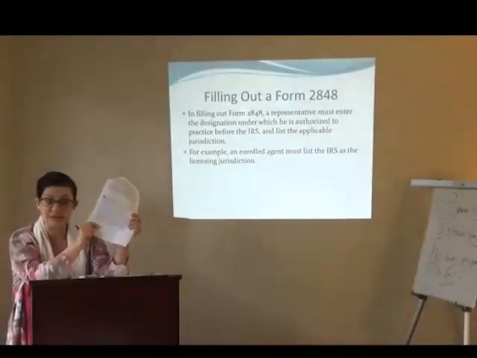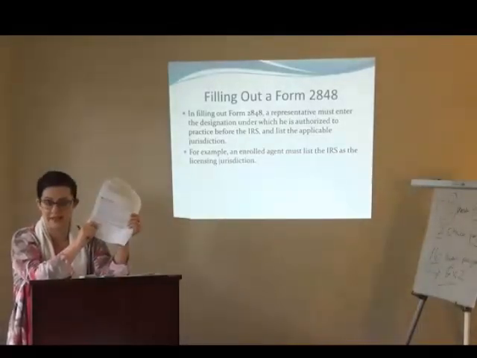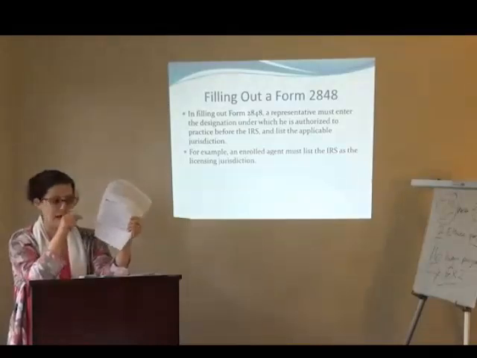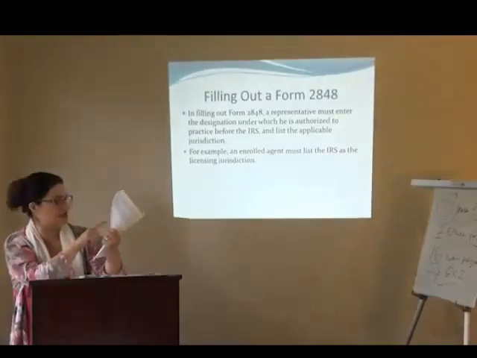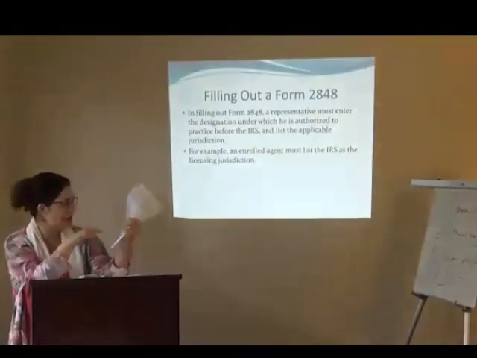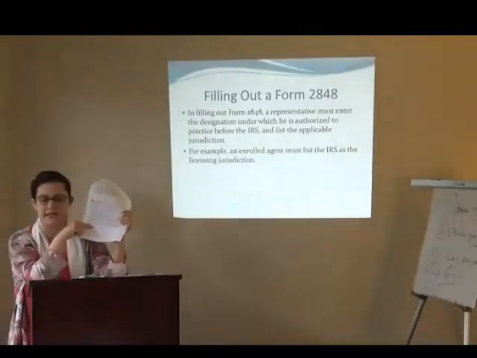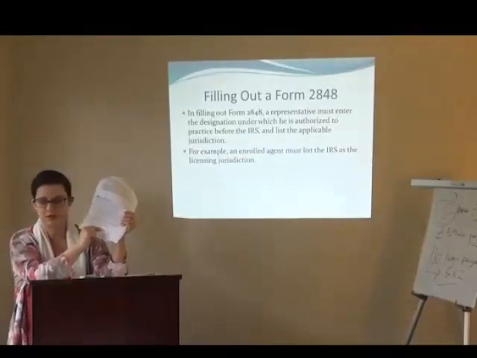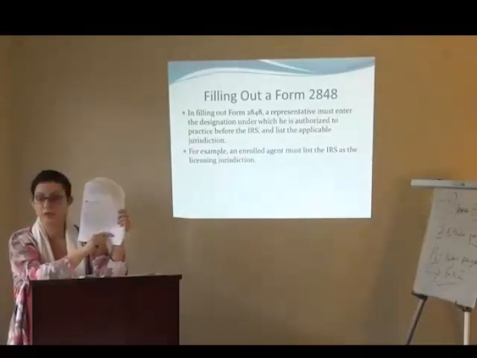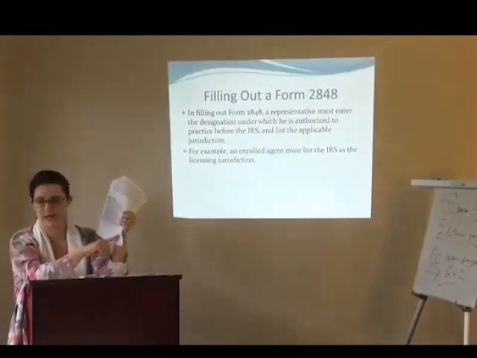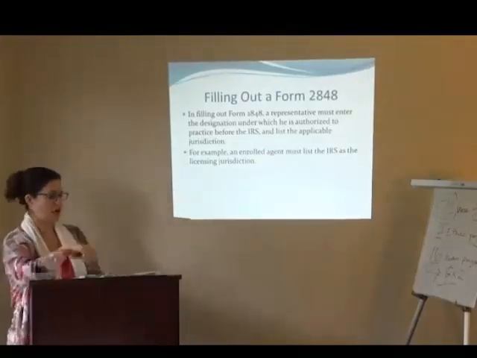If it is a CPA, they are licensed by the state. So if you're a CPA in California, then you would put the designation of CPA, which is B, right? And then you put your licensing as California, or CA. And then you have to put your license number in the third box, then you put your signature here, and then you put the date. Okay? That's how it works.